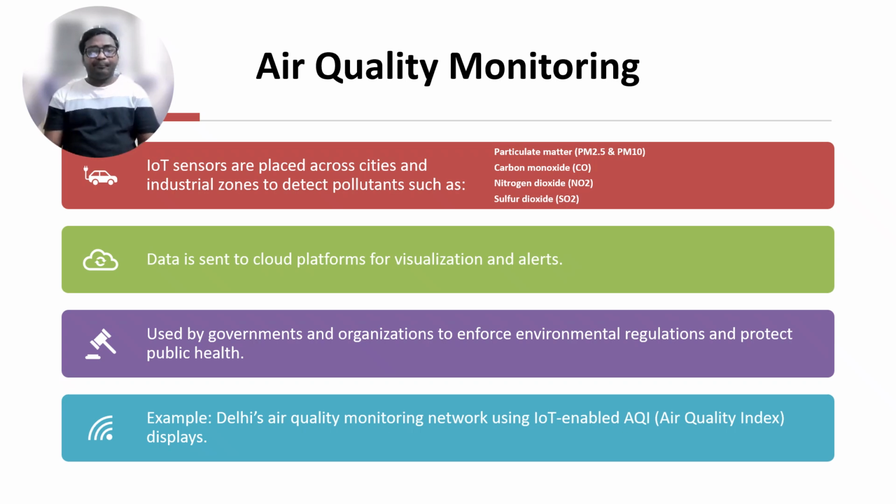Air quality monitoring. IoT sensors are placed across cities and industrial zones to detect pollutants such as particulate matter PM2.5 and PM10, and carbon monoxide CO, nitrogen dioxide NO2, sulfur dioxide SO2. Data is sent to cloud platforms for visualization and alerts, used by governments and organizations to enforce environmental regulation and protect public health. Example, Delhi's air quality monitoring network using IoT-enabled AQI, air quality index, displays.